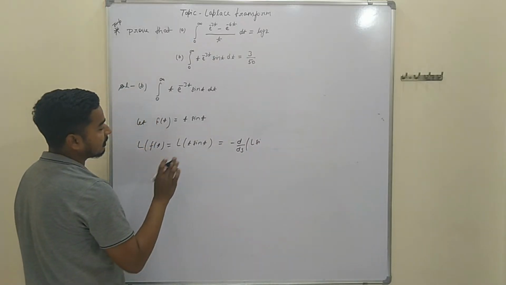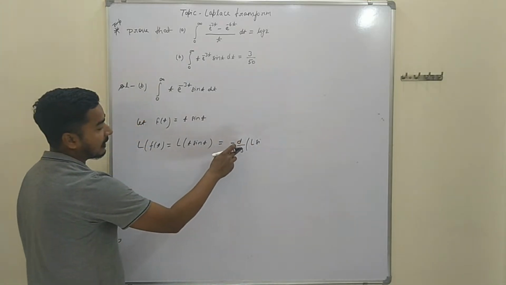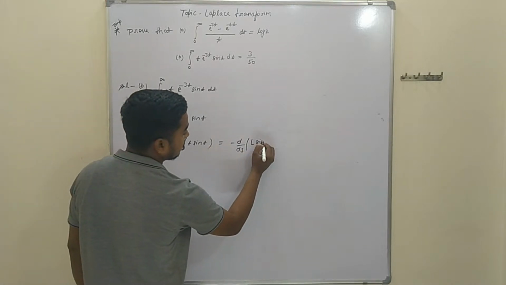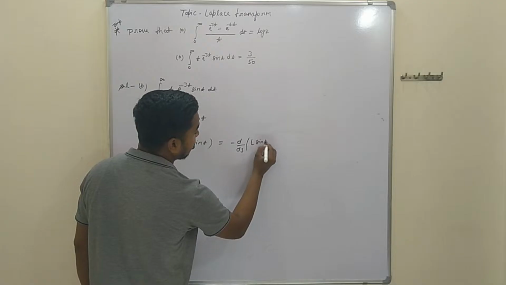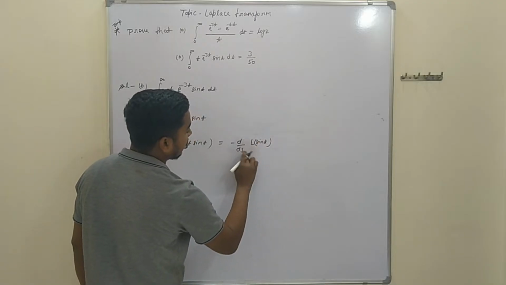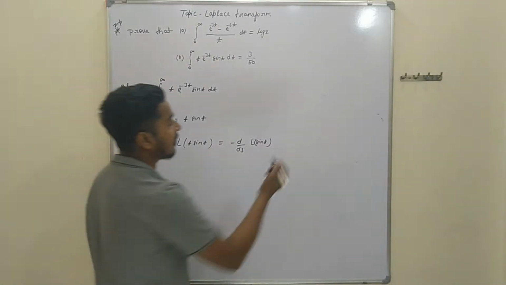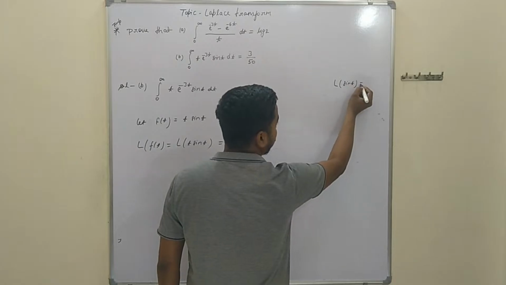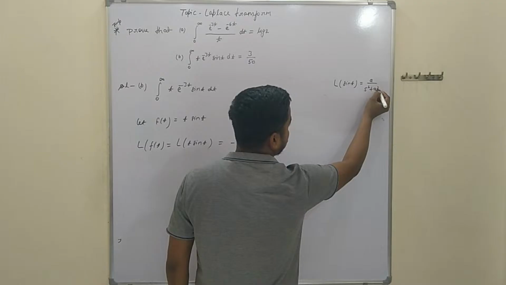Once again, this is given by the minus of d upon ds in place of t, and Laplace of sin t we have to write here. We have to put the formula of Laplace of sin t. Laplace of sin t is given by a upon s square plus a square.